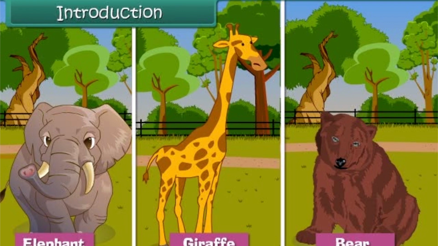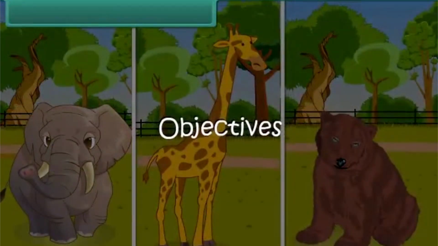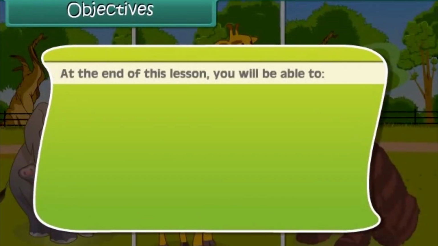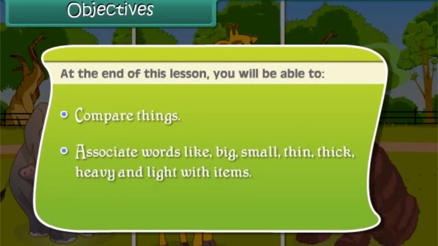Today we will learn to compare things. Objectives. At the end of this lesson, you will be able to compare things, associate words like big, small, thin, thick, heavy, and light with items.